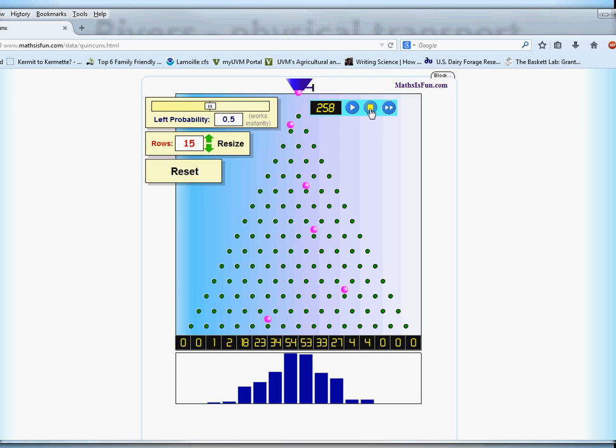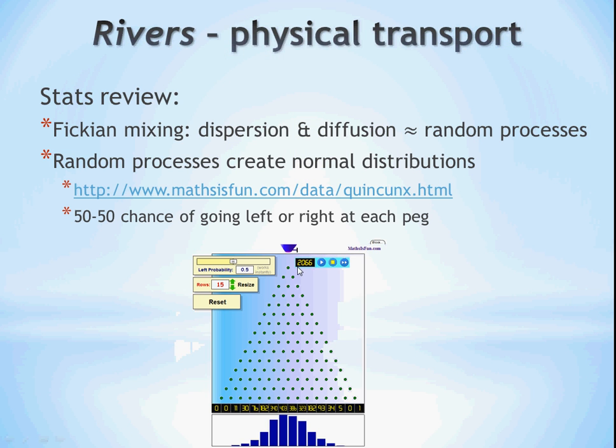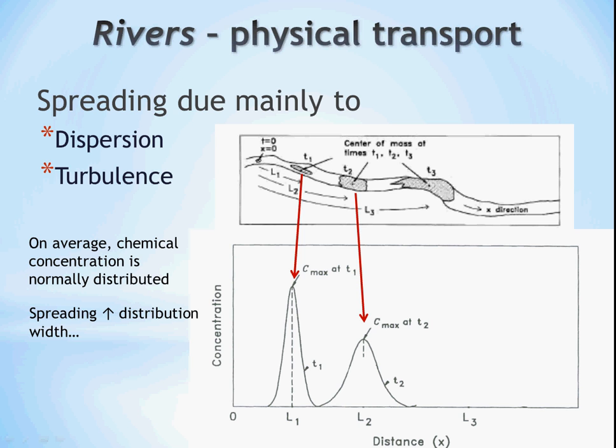If you'd like to, you can follow the link and follow it as far as you want to go. So in this picture, you have about a 50-50 chance of going right or left at each peg. So it's a random process, and it ends up creating, here you can see I took it out to about 2,000, a nice normal distribution. Okay, so on average, chemical or pollution concentration in a river at any given time is normally distributed.